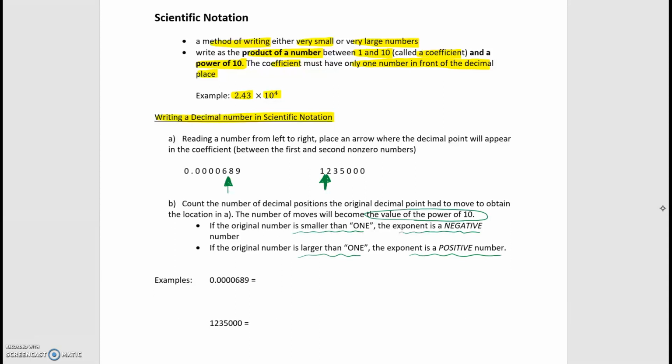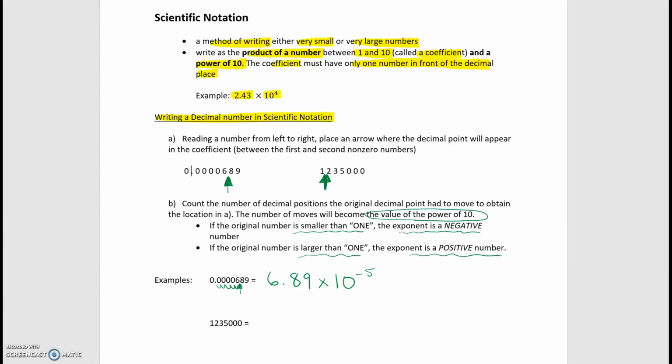So we wanted our decimal place to land between 6 and 8. So let's count. 1, 2, 3, 4, 5 places. And so we're going to get 6.89 times 10 to the power, remember this is a smaller number than 1, so 10 to the power negative 5. Pause the video and try the next example and see what you come up with.